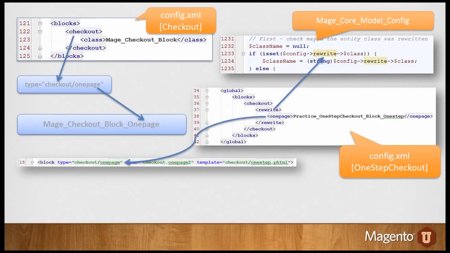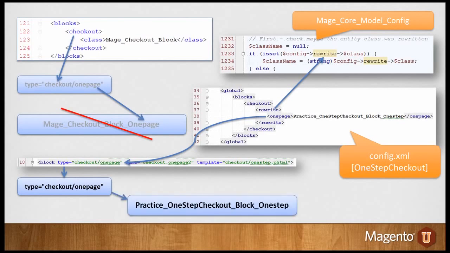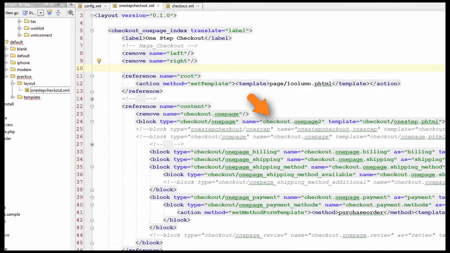When we refer in our layout update file to this type, the system will use the new substituted value. Instead of the Mage Checkout Block OnePage class instance, it now creates the Practice One-Step Checkout Block OneStep class instance. You can use this rewrite technique not only with blocks, but with models and helpers. Why do we need to edit the name of the block? We did this to prevent the remove directive from deleting our custom block because of the name's sameness with the native block.